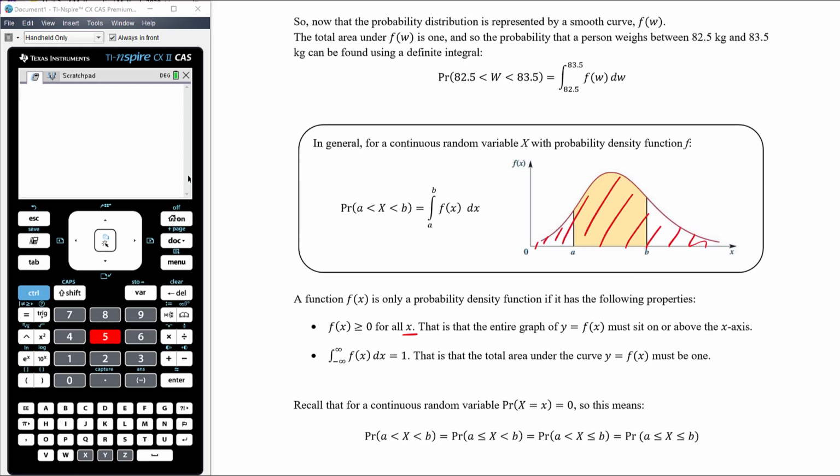So total area under here has to be 1, so that then we can use an integral to find the probability, because it would be that area divided by the total area, but if the total area is 1, then we don't need to bother dividing by anything.